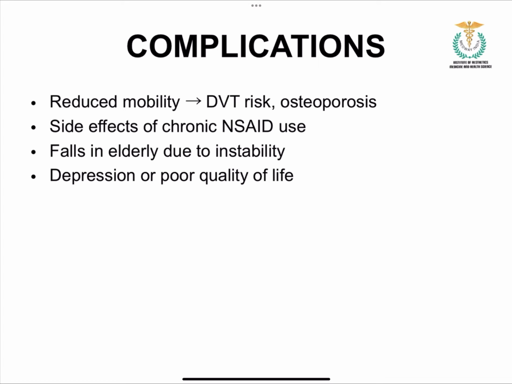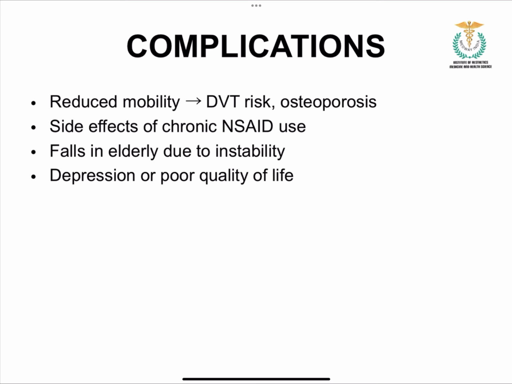Next is the complications. The most important complications of osteoarthritis: first is reduced mobility, because in severe conditions of osteoarthritis it can lead to reduced mobility, which will lead to risk of DVT and osteoporosis. If there are side effects of chronic NSAID use, like renal dysfunction and peptic ulcers, that can also be a complication. Falls in the elderly due to instability, joint deformity, and sometimes psychological impact due to the disability. So depression or poor quality of life can also be a complication of osteoarthritis.